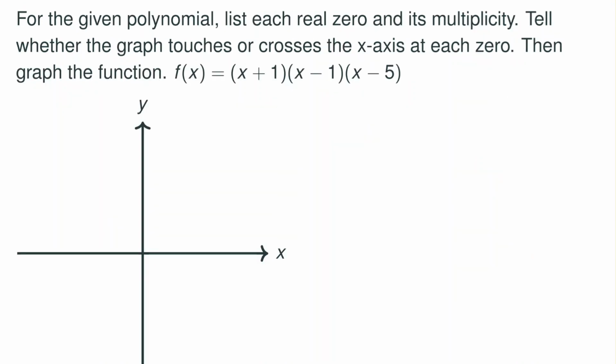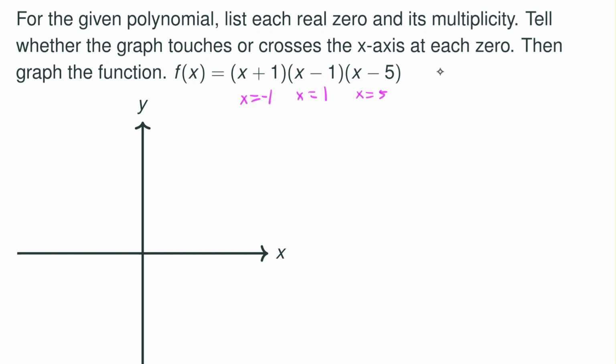For the given polynomial, list its real zeros and their multiplicity. Tell whether the graph touches or crosses the x-axis at each zero. Then graph the function. So first, let's find each zero. This is already factored for you. When x is -1 here, we get 0, right? So x equals -1, x equals 1, x equals 5 gives us zeros. Again, zeros are the same thing as the x-intercepts.